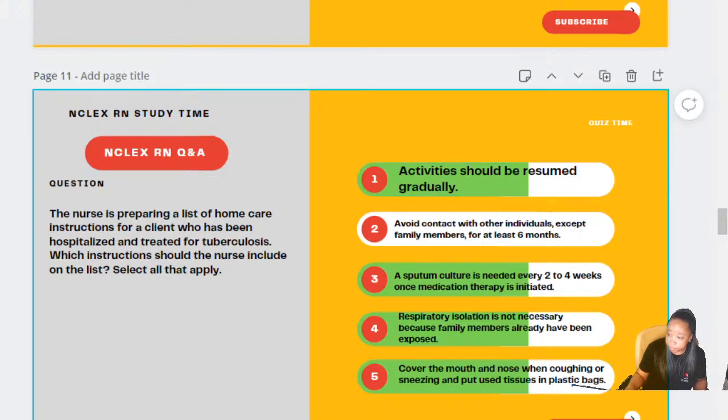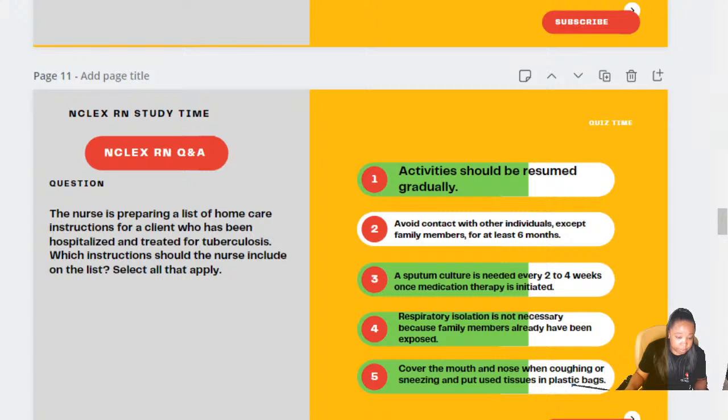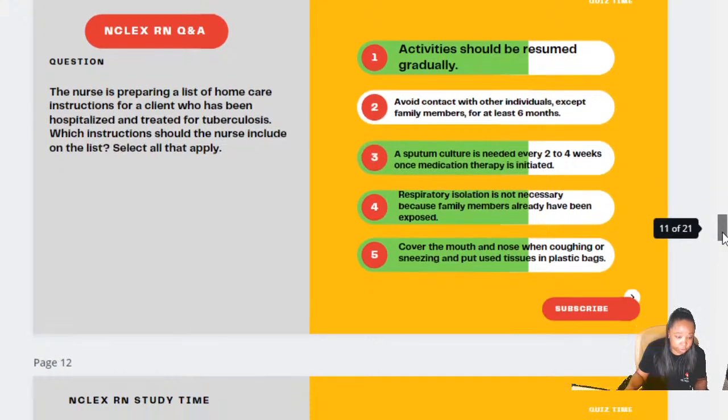Okay, guys? Let's see the next one. I go to the next question, okay? So you have to remember this. And if you can also go over more, let me see if I can go over more things that you need to know about TB.